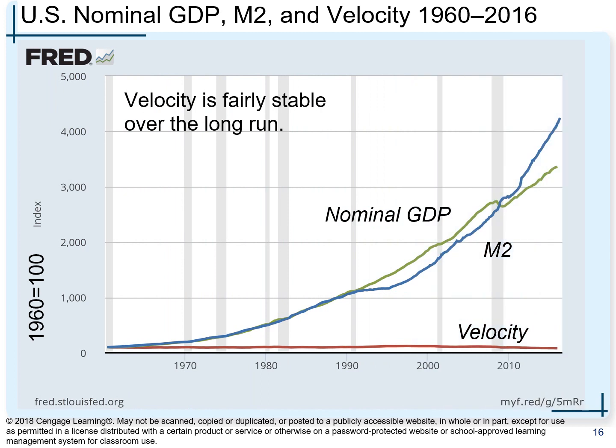This graph shows the velocity of money is very stable for a long time. See here, M2 money goes up like this, and the nominal GDP goes up just like M2. The velocity of money stays the same, right? Almost the same. Remember that. It's almost constant. Constant means it stays the same, such as the velocity of money is like 5, it's always 5, something like that, right?